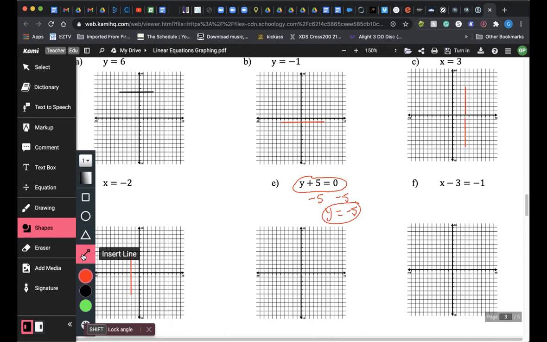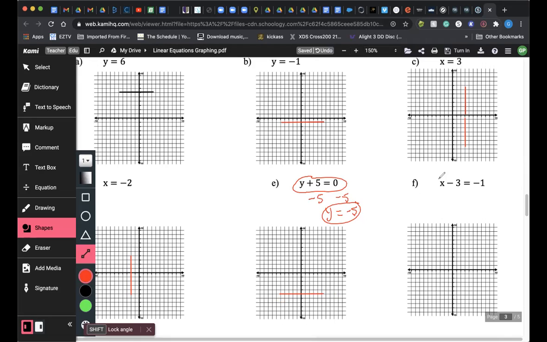All right, so now I'm going to do my horizontal line at -5. 1, 2, 3, 4, 5. It's going to make my negative line go straight across there. Okay, and now the same thing for letter F. I have to solve that one before I can graph it.